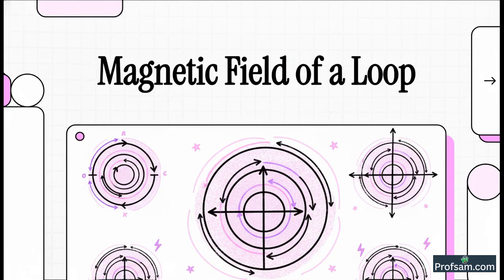So, today we are going to tackle a very important topic from Unit 4, Moving Charges and Magnetism. We're looking at the magnetic field on the axis of a circular current loop. Now I know, derivations can seem a little bit scary, but trust me, by the end of this session, this whole idea is going to be absolutely crystal clear and you'll be 100% ready for your exams.